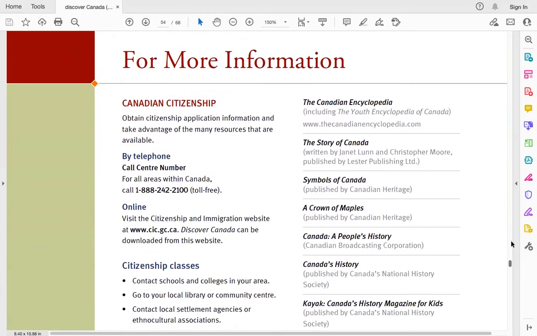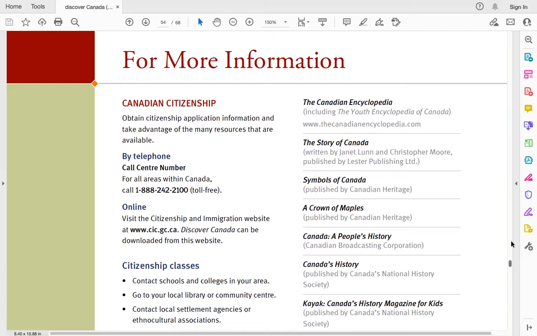For more information about Canadian citizenship, you can obtain citizenship application information and take advantage of the many resources that are available by telephone. For all areas within Canada, the toll-free call center number is 1-888-242-2100. Online, you can visit the Citizenship and Immigration website at www.cic.gc.ca. Discover Canada can be downloaded from this website.